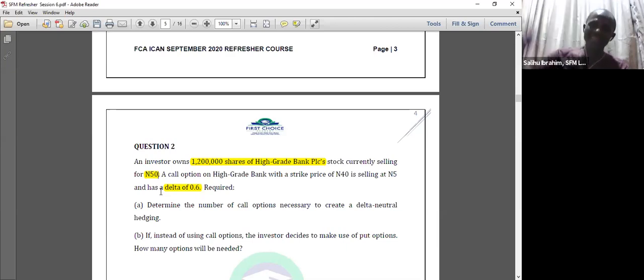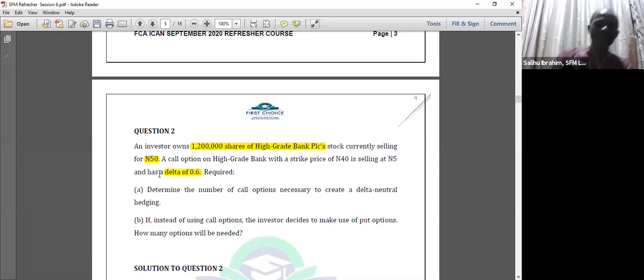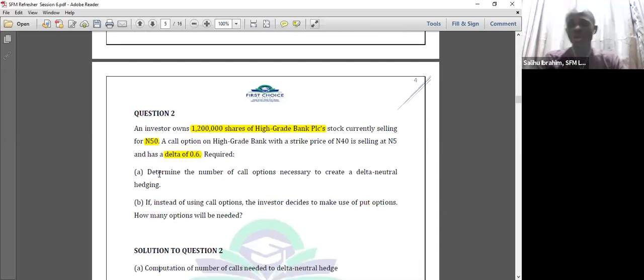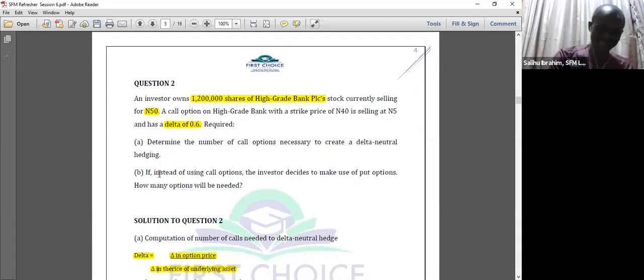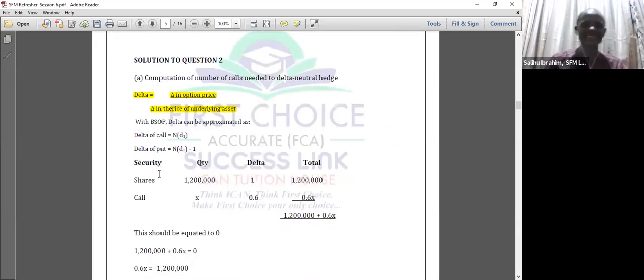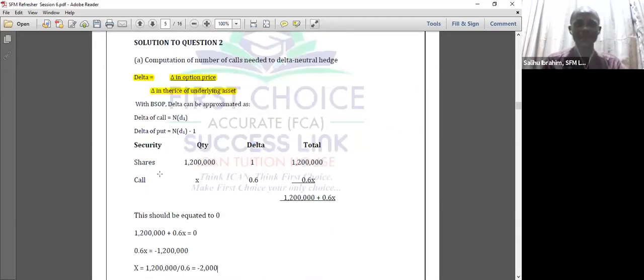He is hedging against a fall in the market price of that share below what? Below the current price of 50. So if I want to calculate how many call options are needed and whether it's going to be buy a call option or sell a call option, this is what I need to do. Look at it. I will create this table. Look at the table I will create.